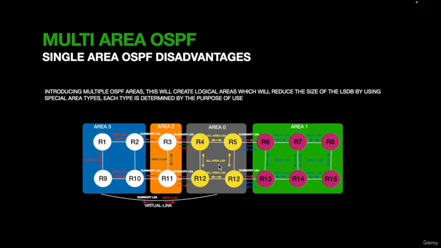All areas should be directly connected to area 0, but let's say that you have this area 3 here, which is directly connected to area 2. We can create a virtual link which will connect area 0 and area 3, thus making this topology work.